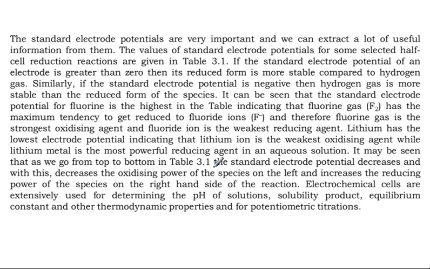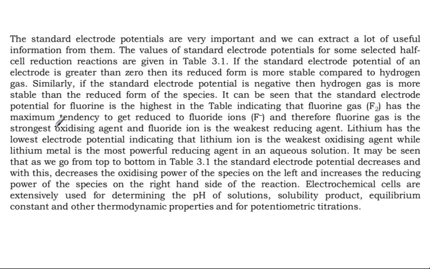So it can be seen that the standard electrode potential for fluorine is the highest in the table. So F2 has a maximum tendency to get reduced to fluoride. Fluorine becomes fluoride by accepting electrons, and therefore it is an excellent oxidizing agent. Therefore fluorine gas is the strongest oxidizing agent and fluoride ion is the weakest reducing agent.